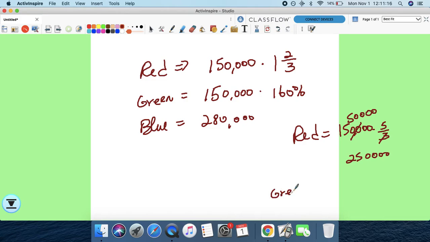The green team, again, it's 150,000 times 160%. You can multiply that, 1.6. Remember, that becomes 1.6, or 16 over 10, which is the fraction equivalent. Okay, so you can multiply 150,000 times 1.6. That's fine. Or 150,000 times 16 over 10, which is the same thing. Or use it as a fraction. And now we multiply, what is this? 15,000 times 16.